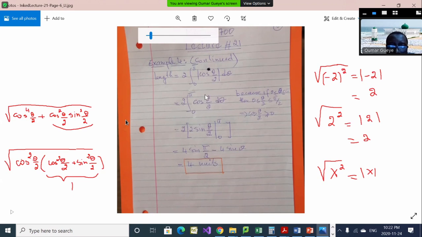The integral of cosine theta by 2 is going to be 2 times sine theta over 2 by using the FTC. So you calculate at pi by 2 and at 0. At pi by 2, sine is equal to 1 times 4 to get 4. But sine of 0 we know is equal to 0. So this is 0. And so half of the length is equal to 2, so the length of this curve is equal to 4.